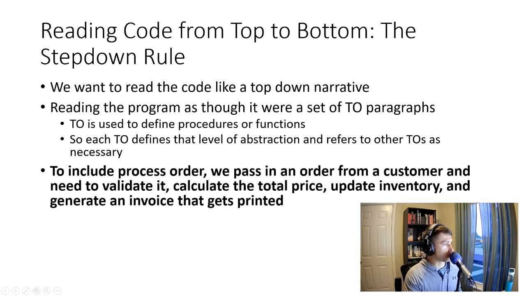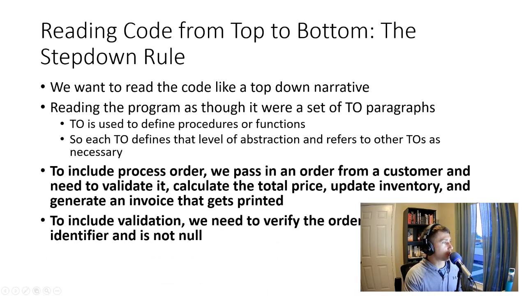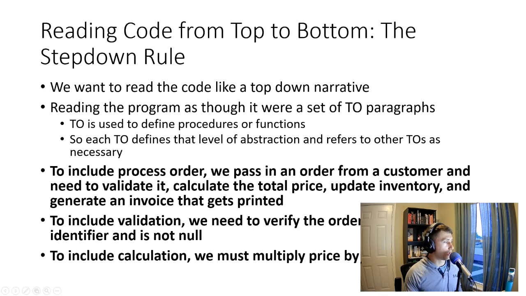So reading functions. When you read a function, you want to read the code like a top-down narrative. What Robert talks about is this TO, a set of TO paragraphs, where TO is used to define procedures or functions in, I think it was Arduino, I believe. Each TO defines that level of abstraction and refers to other TOs as necessary. So if you are writing a story, these TOs are used to write a story of what the function is essentially doing. So to include process order, we pass in an order from a customer and need to validate it, calculate the total price, update inventory, and generate an invoice that gets printed. To include validation, we need to verify the order has a unique identifier and is not null.